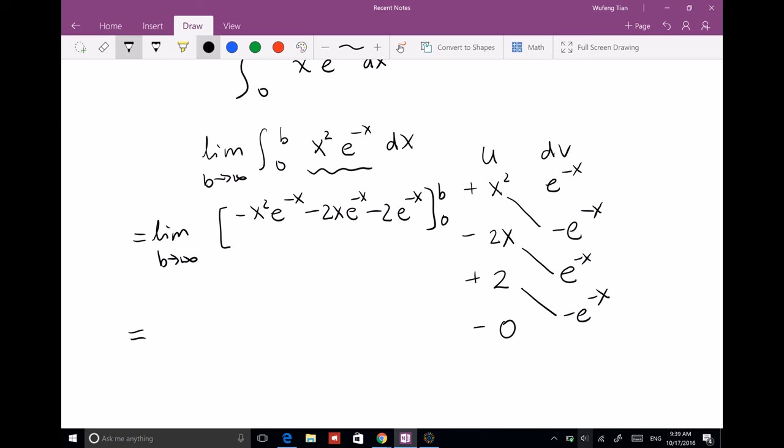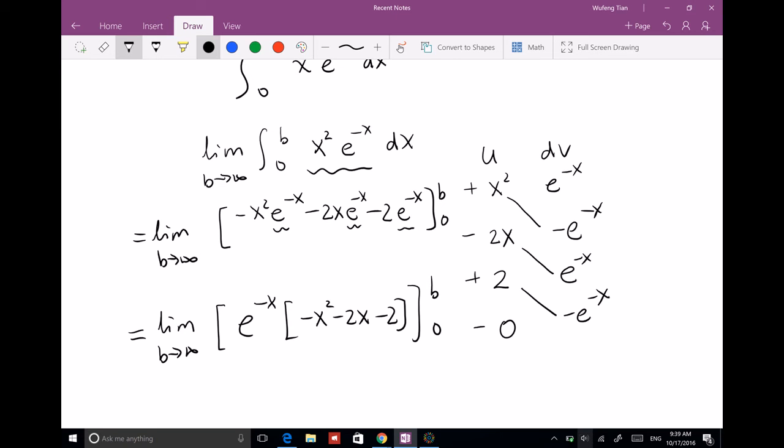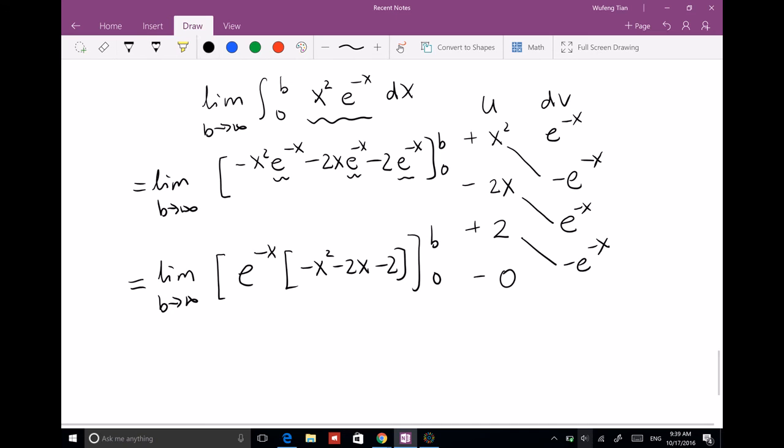Do you have any idea what we do next? So we have an e to negative x, e to negative x, e to negative x. What do you think we can do? You didn't factor that out? Yes, we can factor out e to negative x. Then it's negative x squared, negative 2x, and negative 2. Plug in 0 and b. As b goes to infinity, this is infinity.